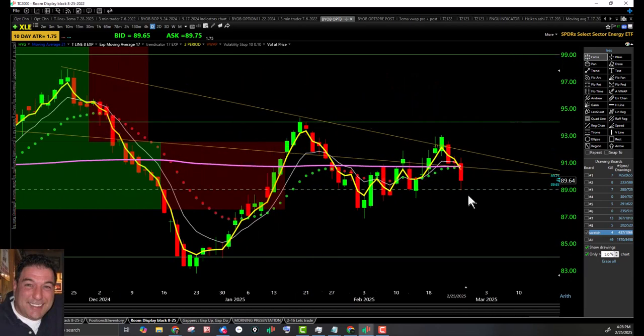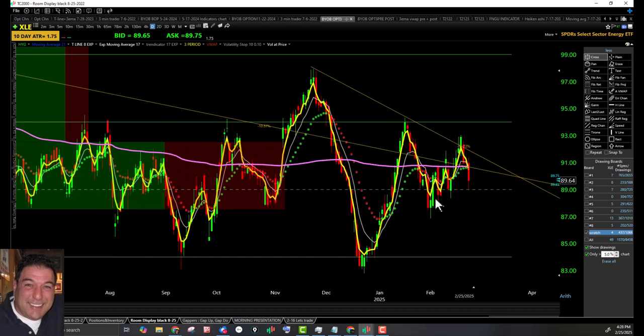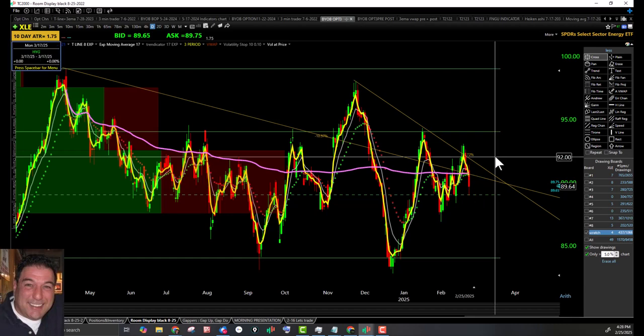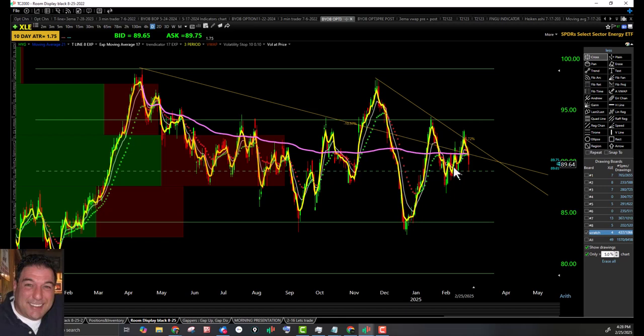Price action. Losing the all-time high anchored VWAP. Lower high, lower low, closing under bearish cross. Underneath the 17. Underneath this downtrend line. Underneath this downtrend line yet again. Okay, but over the midpoint, not in the upper third. So XLE, just neutral. All right. Just can't seem to hold that higher ground.